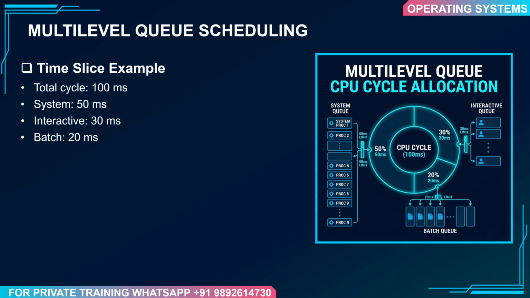Let us visualize this with an example. Suppose the CPU cycle is divided into 100 milliseconds. The system queue runs for 50 milliseconds, the interactive queue for 30 milliseconds, and the batch queue for 20 milliseconds. Even if the system queue has many processes, it cannot take over the entire CPU. This ensures fairness while still maintaining priority differences.